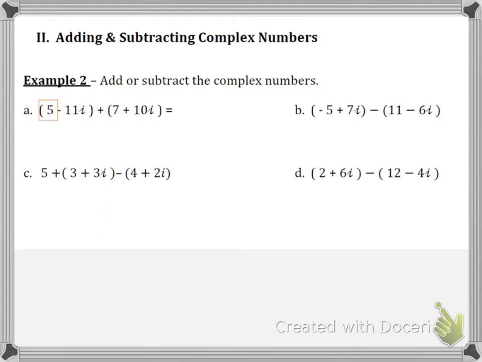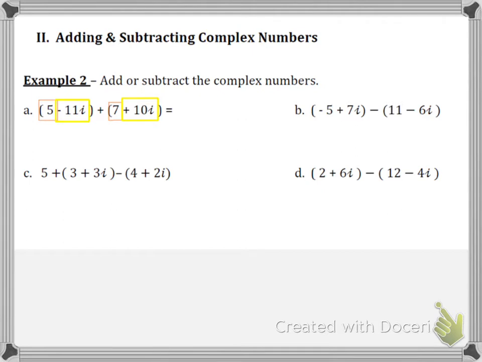Like I said, all we're going to do in part A is combine like terms. So we can combine our constants, which are the positive 5 and the positive 7, and then we can combine the imaginary parts, which are the negative 11i plus the 10i. And we don't really even have to worry about the parentheses in this problem because the parentheses are separated by a plus sign, so we don't have to worry about subtracting the set of parentheses or distributing a negative 1.